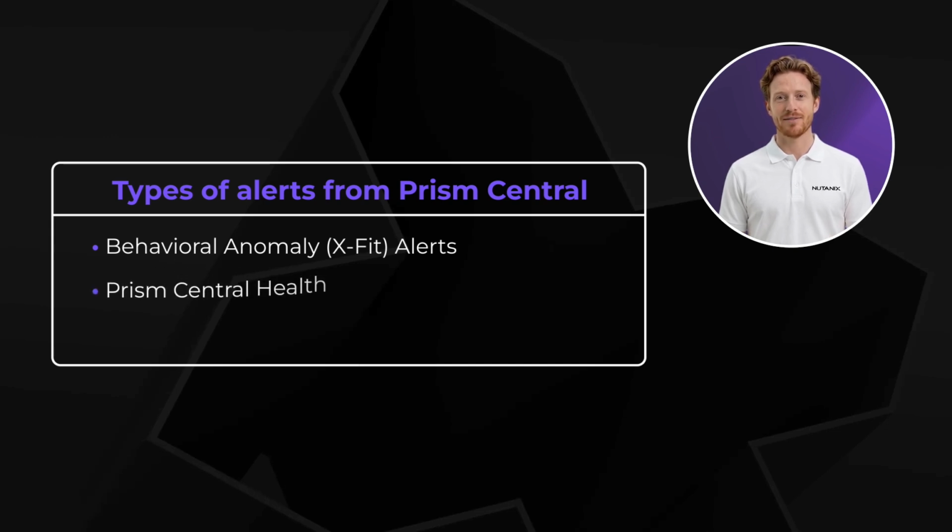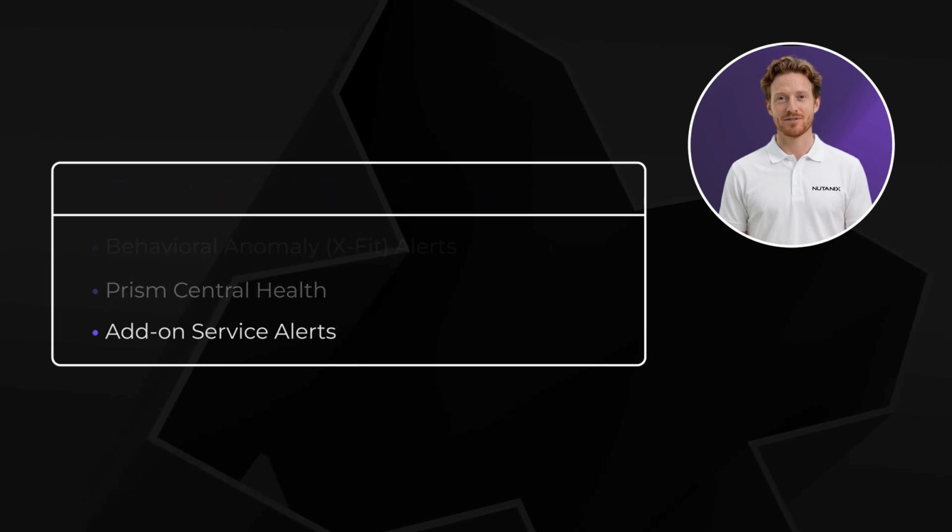Prism Central Health: alerts regarding the health, resources, and services of the Prism Central VM itself. Add-on service alerts: if you use advanced Nutanix services like Flow, Network Security, Self-Service, or NDK, the alerts for these services are generated and sent by Prism Central.